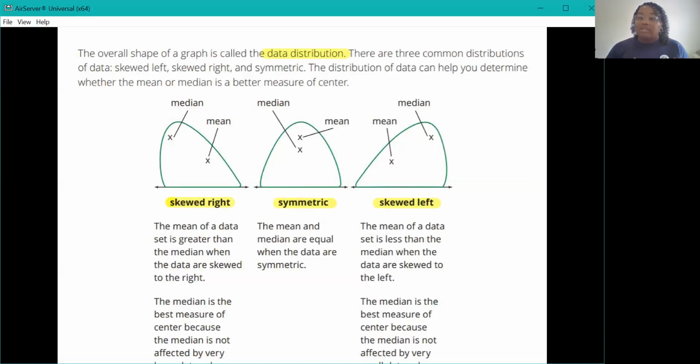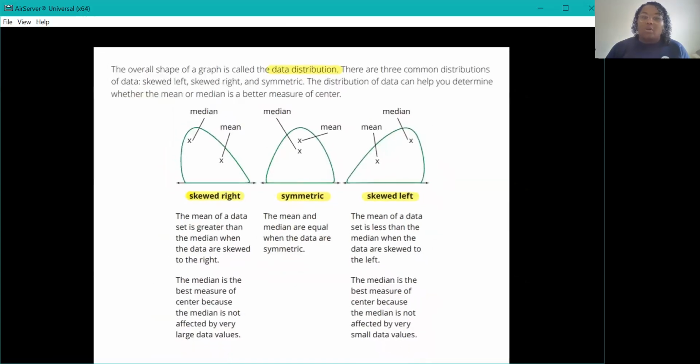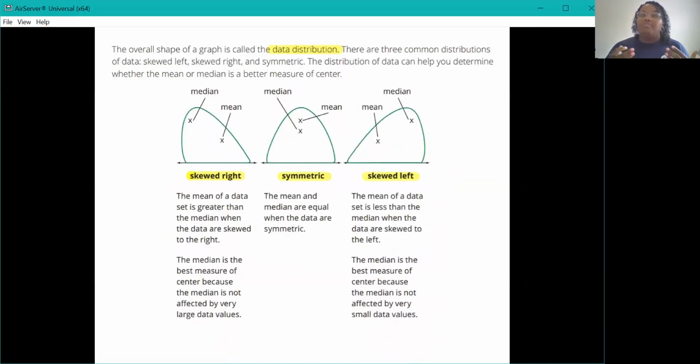Now, whenever our data is skewed, whether it is skewed right or skewed left, the median is the better measure of center. That is true because the median is not easily impacted by very small or very large values that are included in our data set, whereas the mean is easily influenced by those numbers. So again, whenever our data is skewed, whether it is skewed right or skewed left, the median is the better measure of center.